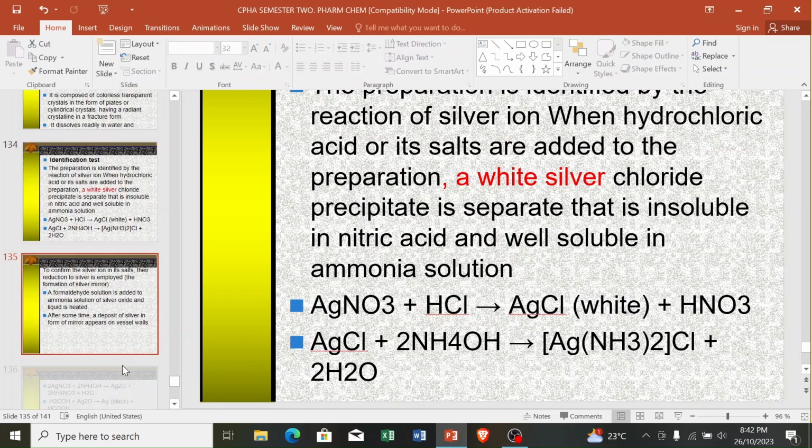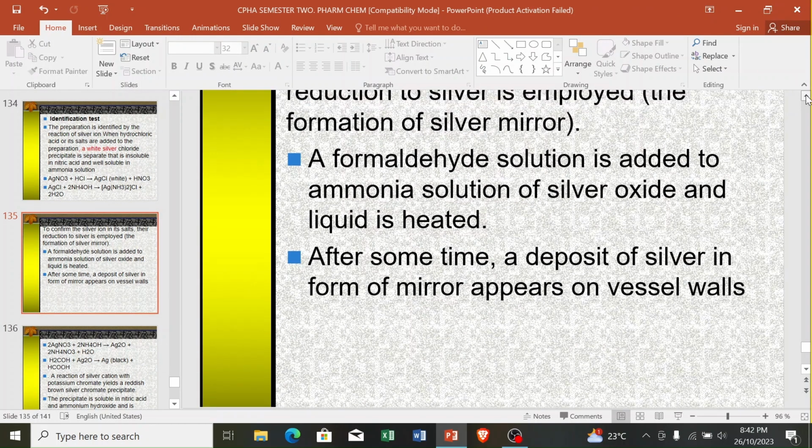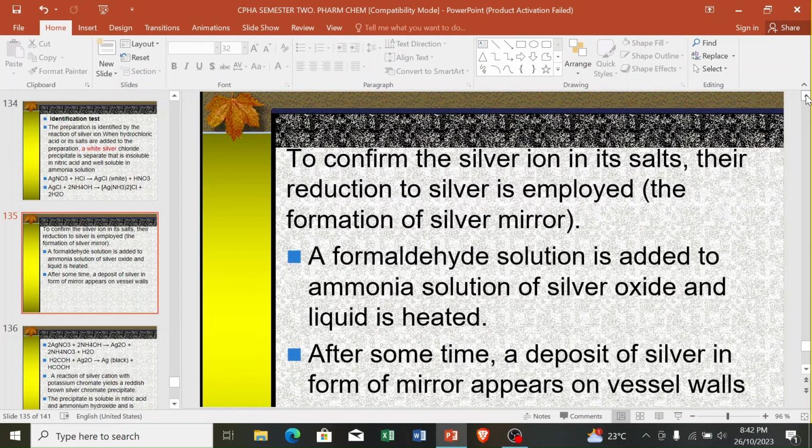Okay, so that is one of the tests we have to carry out, and then the equations of reaction. So to confirm silver ions in its source, their reduction to silver is explained by the formation of a silver mirror.